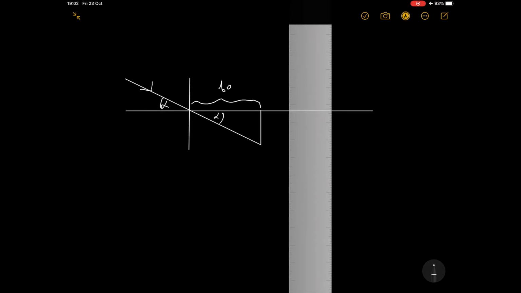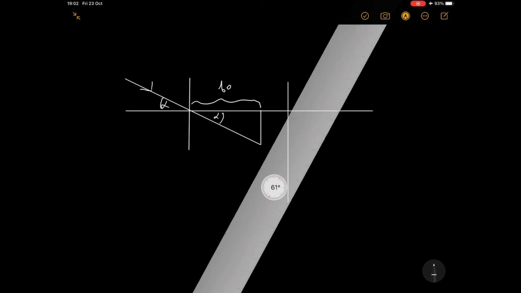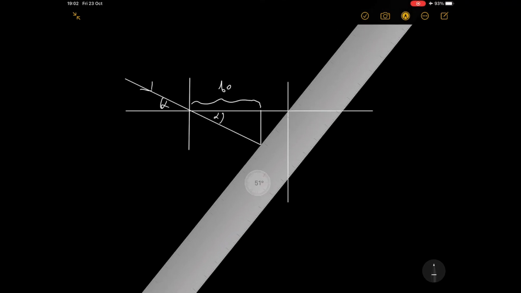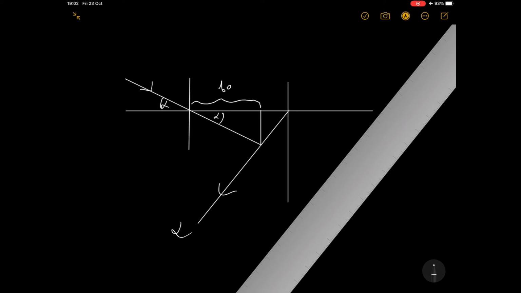And then the eyepiece is placed such that the intermediate image is formed at the focus of your eyepiece, so that the final image, which by the way will be an inverted image, is formed at infinity. So this is your beta. This is H and this is FE.